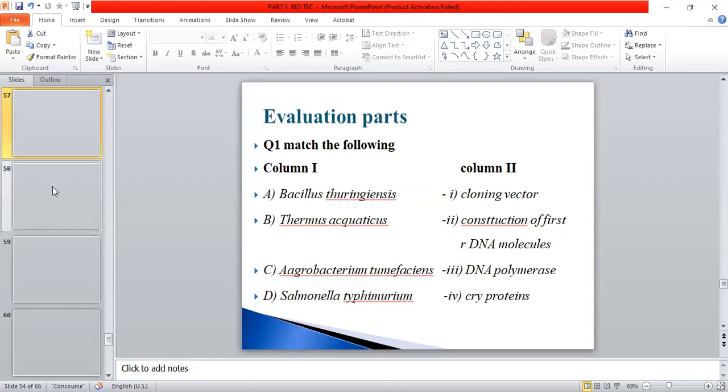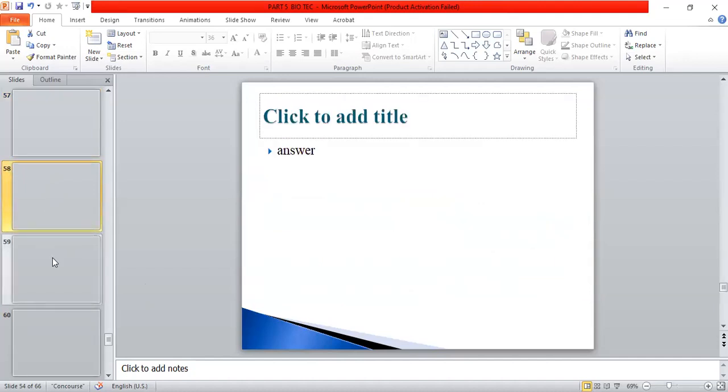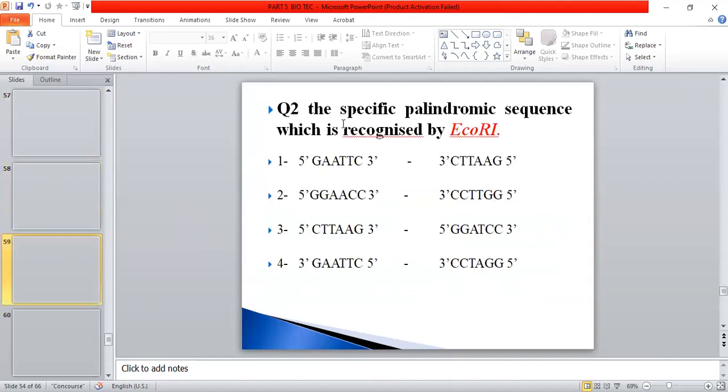Next one: the specific palindromic sequence which is recognized by E. coli. Which one is the correct one? The first one is correct, GAATTC. See, GAATTC. This is a very, very important one. Others will not come. These are all direct questions, my dears.